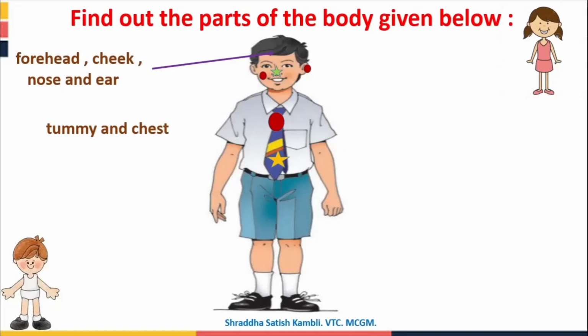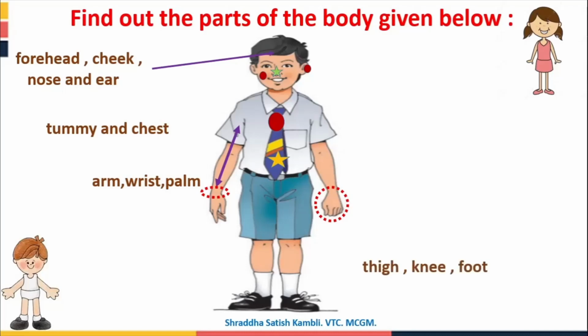What about his arm, wrist and palm? So see, this is his arm. Alright, and a part of the arm is the wrist. This is his wrist, and this part is his palm. Alright, so now we saw the forehead. We can identify the cheek. You can identify the nose and the ear. You can identify the tummy, chest, arm, wrist and palm. Let's now see the parts of his leg. So this is his thigh. Thigh means what? The portion of your leg which is above your knee. So which is the knee? This is the knee. Okay, and this is the foot where he has worn his shoes.